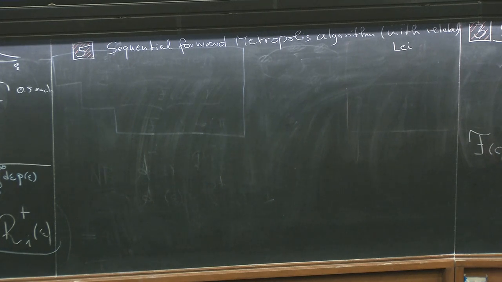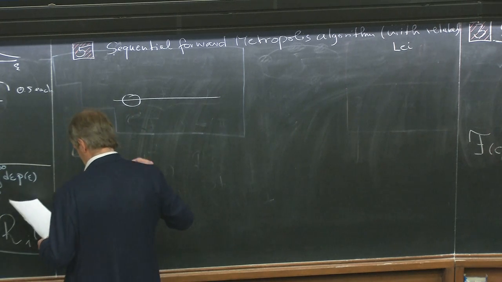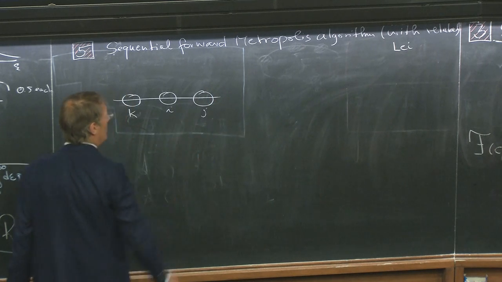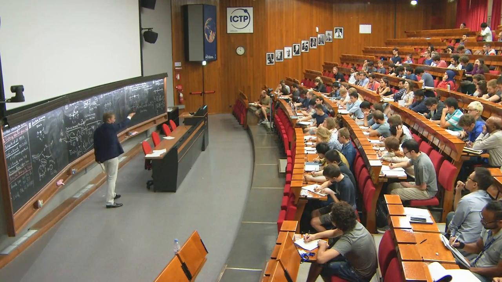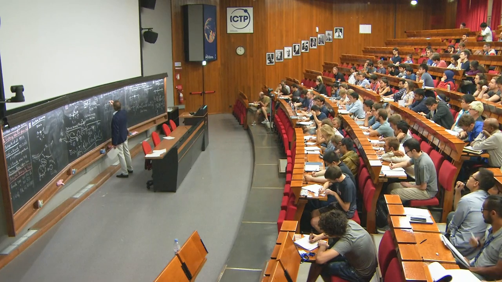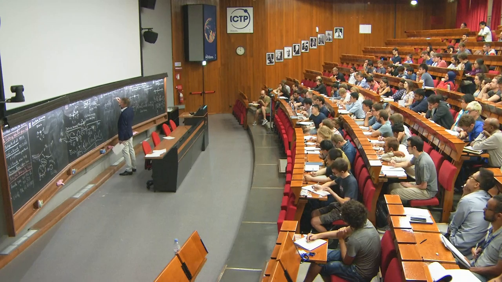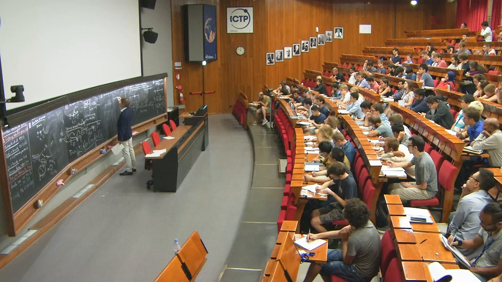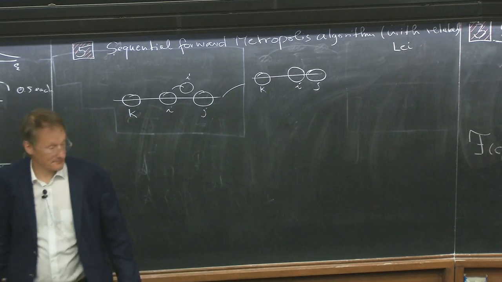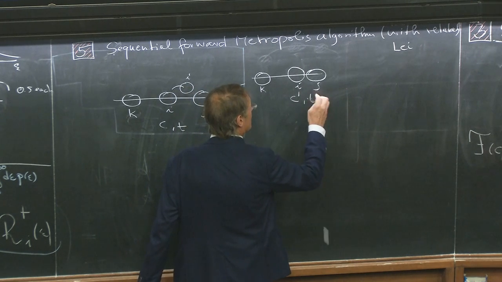So now I have an algorithm, it's like this. I change labels. So I explain the algorithm. I go only forward, and there are two outcomes. If I want to make a move that is accepted, then the new configuration will be K, J, and I. So this is configuration C at time T, and this would be configuration C prime at time T plus 1.